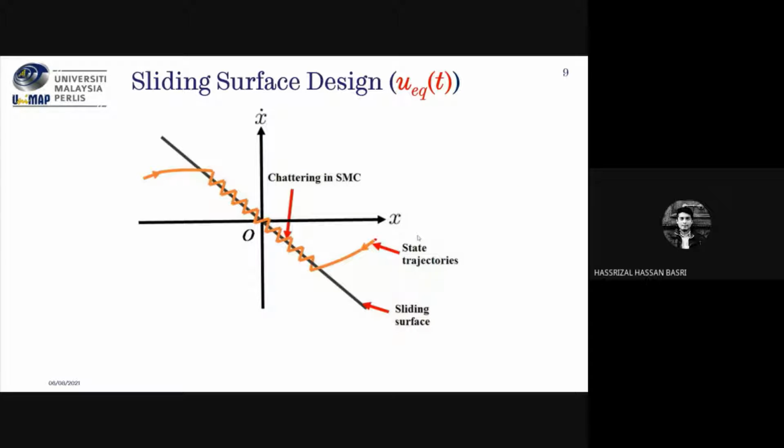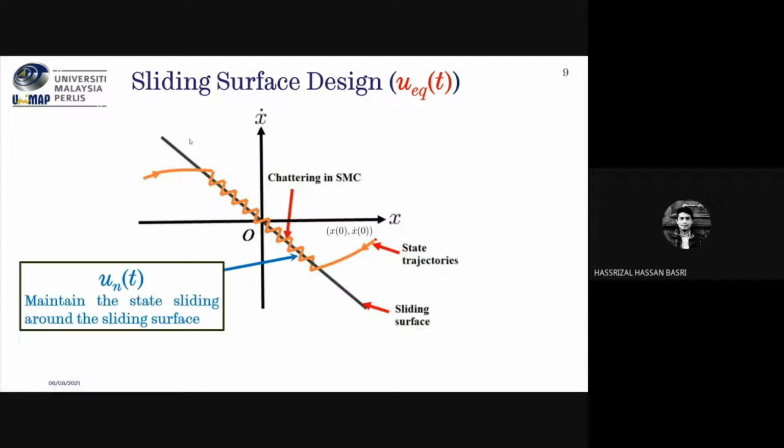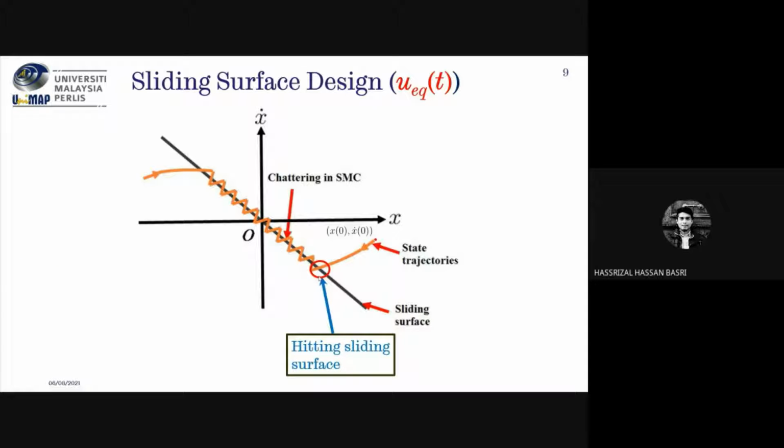Okay, so firstly, the U equivalent. We go part by part. I already explained to you the function, or the role, of the U equivalent and the role of the UNT. Now we go to the U equivalent: how do we design it? U equivalent will force the state to move towards the sliding surface. So this is the sliding surface. And then the UNT maintains the state sliding around the sliding surface. And this is the hitting sliding surface point.